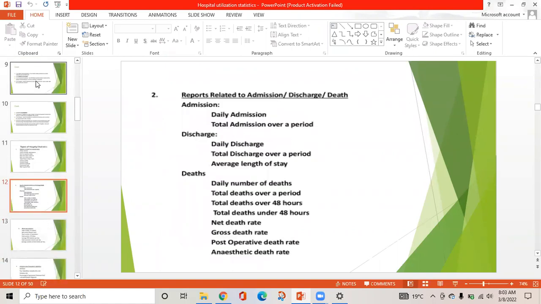Second is reports related to admission, discharge, or death. For admission are included daily admission and total admissions over a period. For discharge, daily discharge, total discharge over a period, and average length of stay. And deaths are also included: daily number of deaths, total deaths over a period, total deaths over 48 hours, total deaths under 48 hours, net death rate, gross death rate, post-operative death rate, and anesthetic death rate.